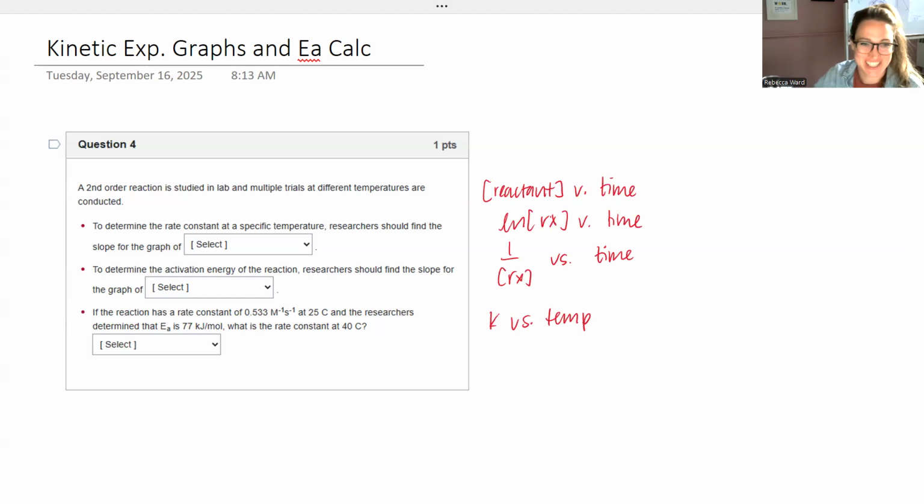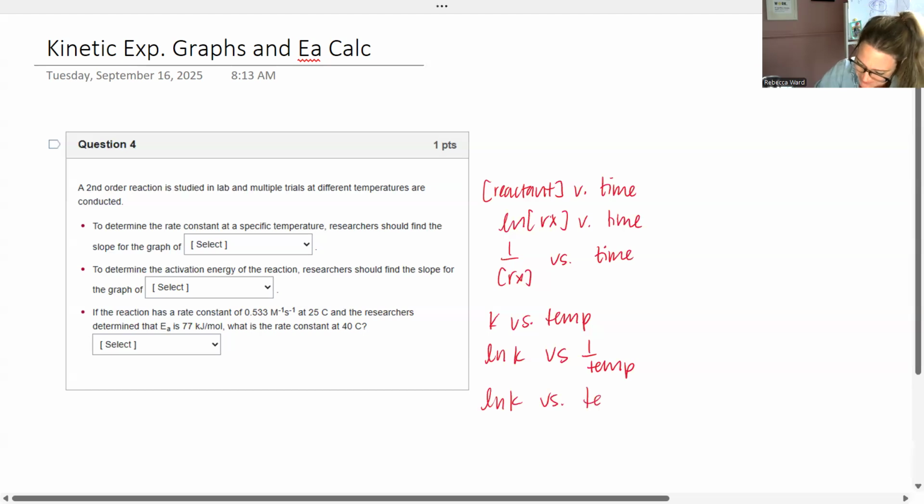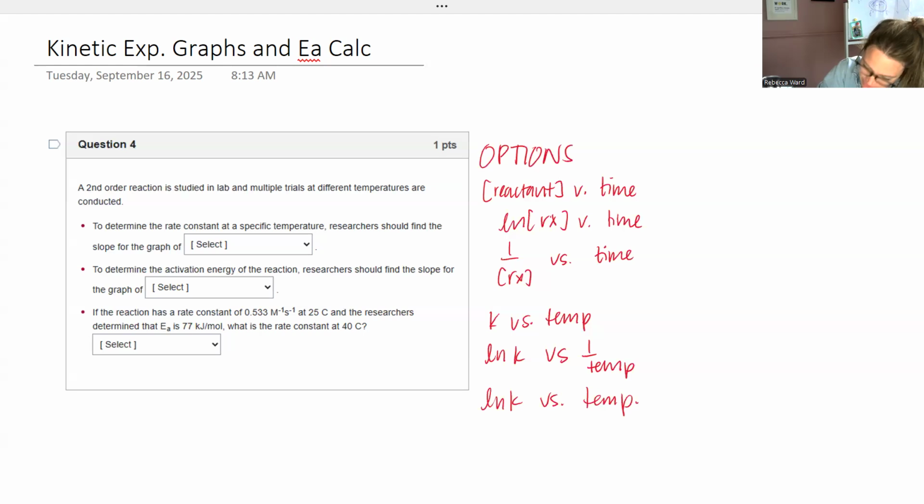I didn't slouch on the number of options here. K versus temperature, ln of K versus 1 over temp, and I think I have one more. What is it? Oh, just ln of K versus temperature. All right, those are our options for the first two questions.